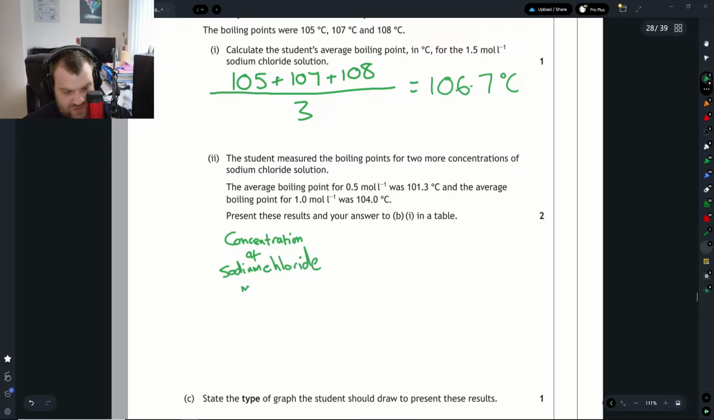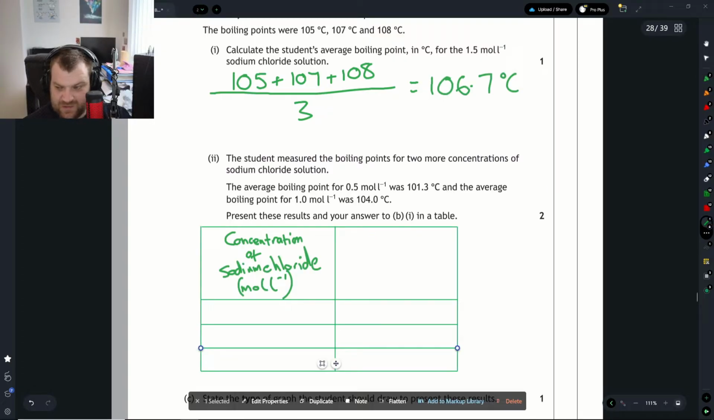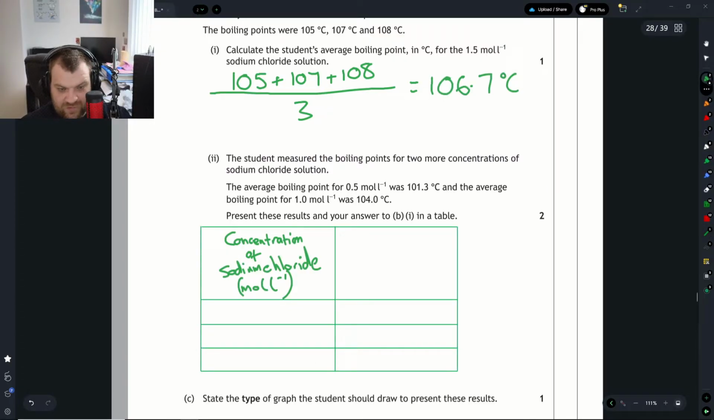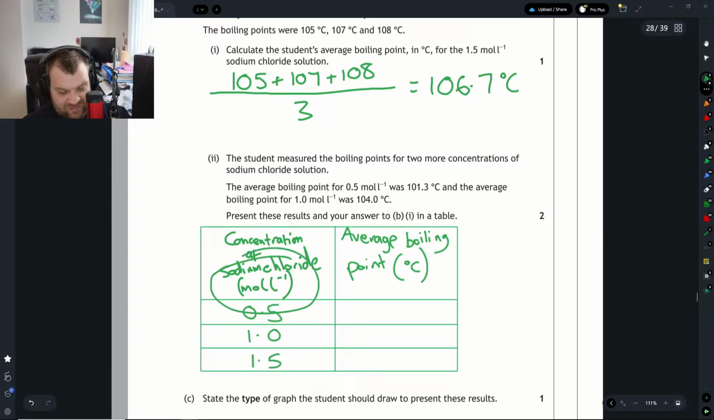I also want to make sure we put our units in little brackets. That's moles per litre. And on the other side, you've got our average boiling temperature or boiling point. That is in Celsius. Add 0.5, 1.0, 1.5. Because we've already defined the units, we don't have to write the units each time.